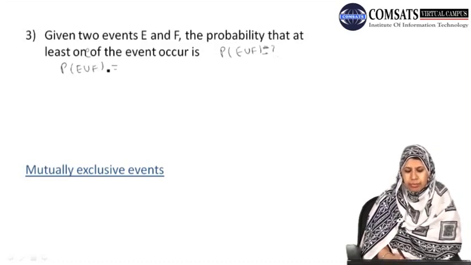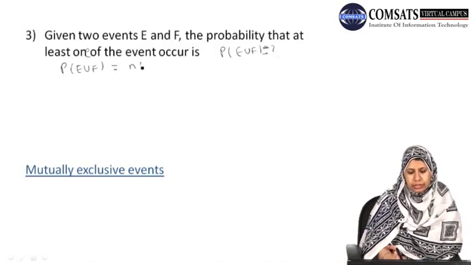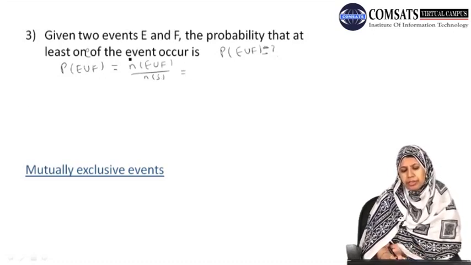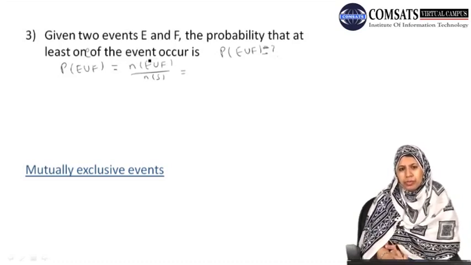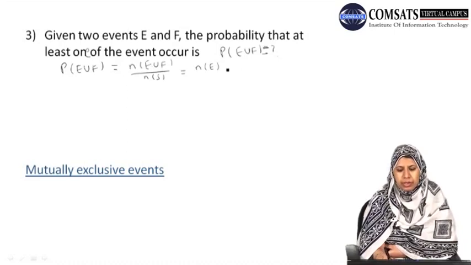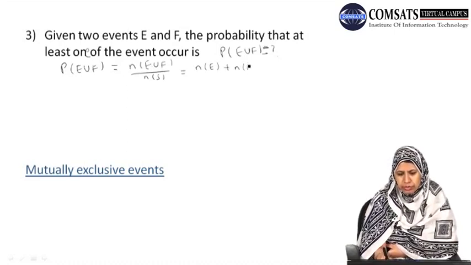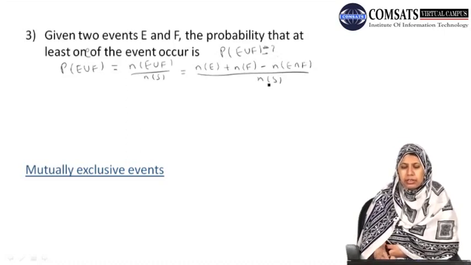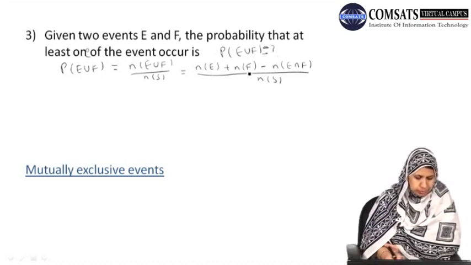And this probability is calculated by using the same formula, that is the size of the union of the events divided by the size of our sample space. And in our previous lecture we have seen what will be the size when we take the union of two events. The size is nothing but the number of sample points in our event E plus the number of sample points in our event F minus the number of points in their intersection, that is just to avoid the repetition of our points, divided by the total number of sample points.